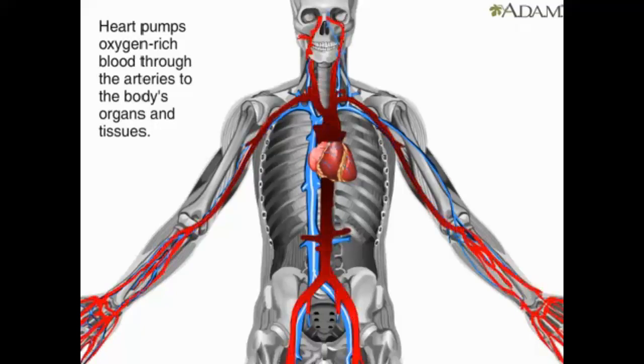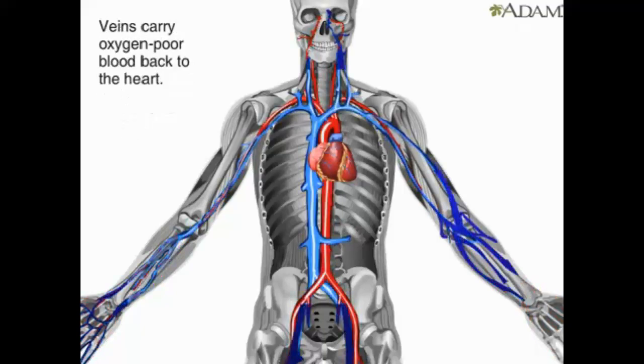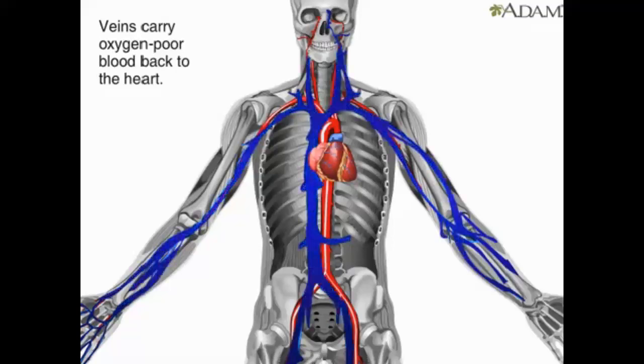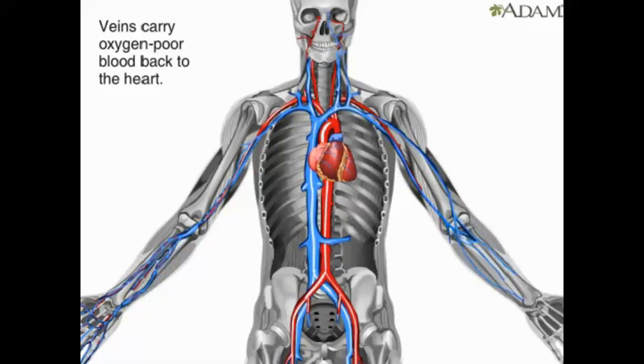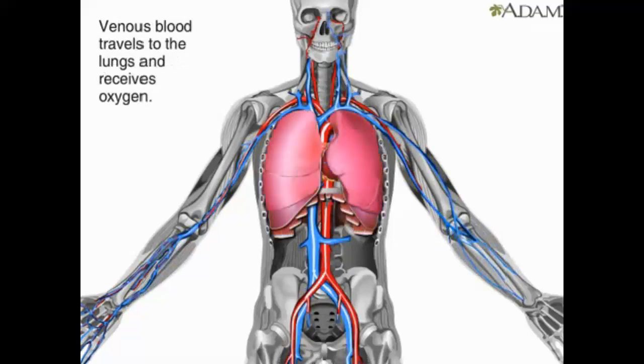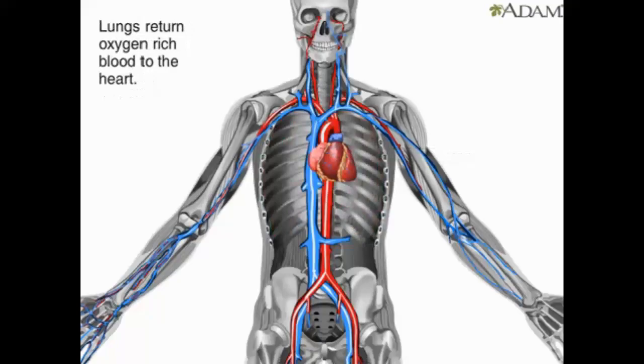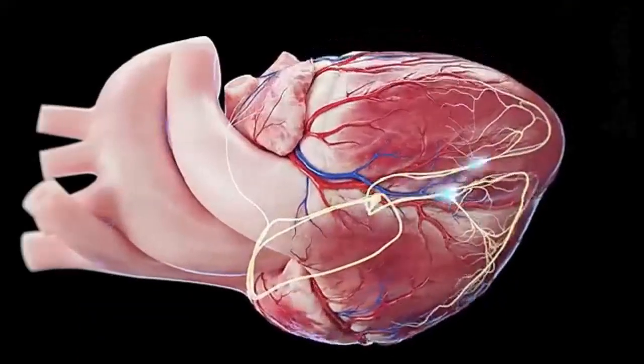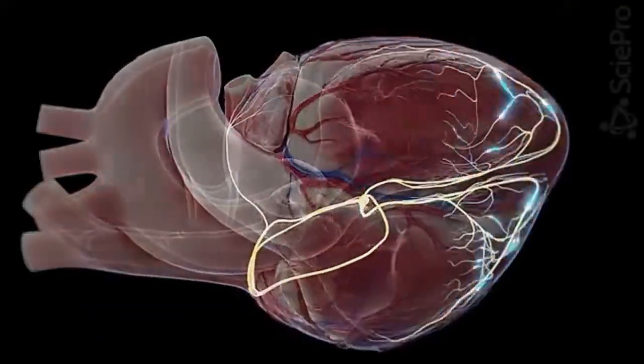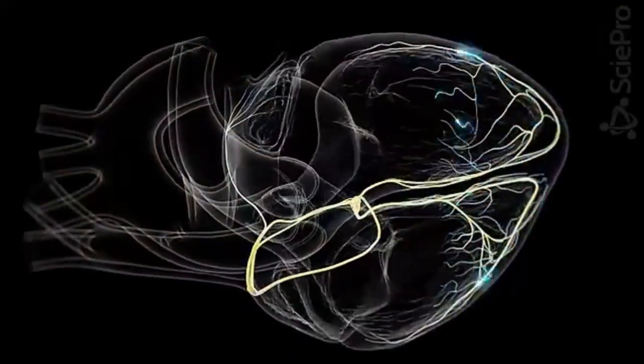However, several conditions can impair its function, including coronary artery disease, heart failure, arrhythmias, and valvular disorders. Preventive measures: regular exercise, a low-fat, high-fiber diet, managing stress, and avoiding smoking.